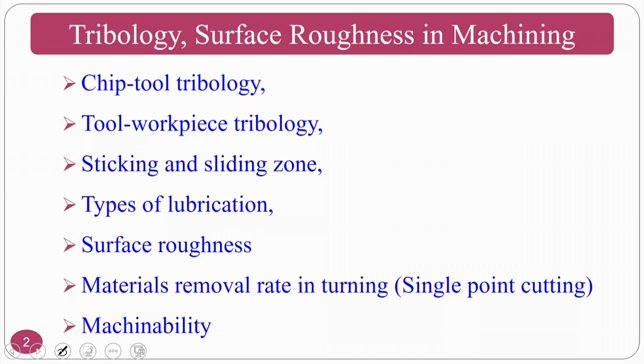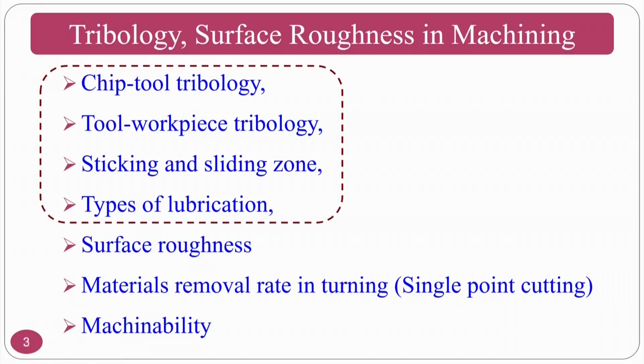Then I will go to another area of this chapter, that is called surface roughness. Material removal rate in turning process, how do you calculate material removal rate and all those things. Then followed by the machinability. Machinability is nothing but the ease of machining.